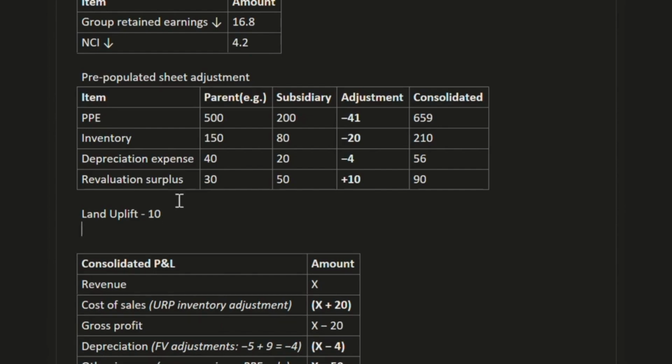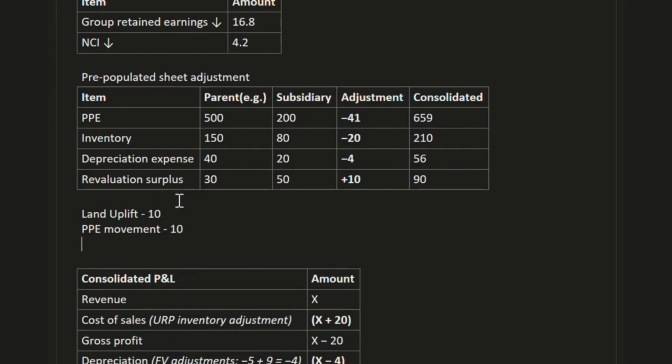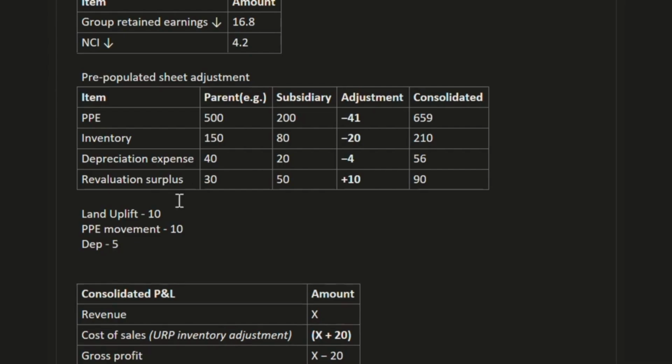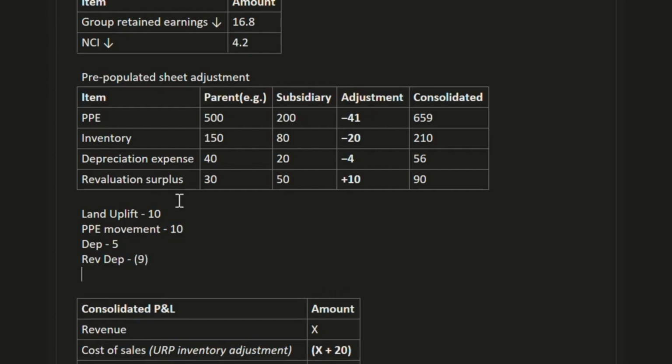then PPE movement minus 10, depreciation 5, reversal of depreciation minus 9, minus 9, and unrealized profit.